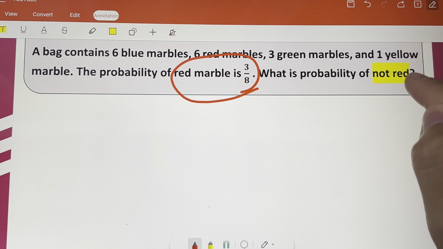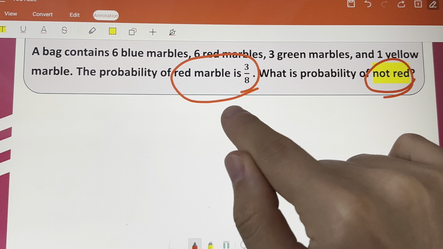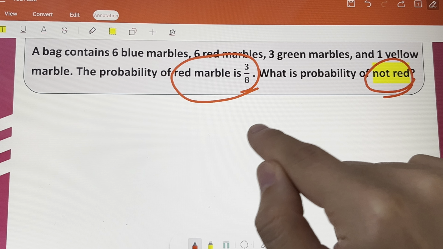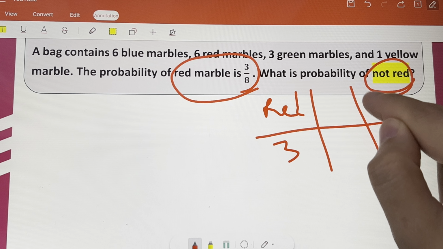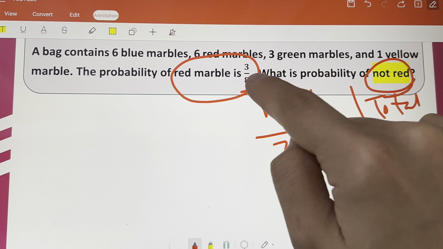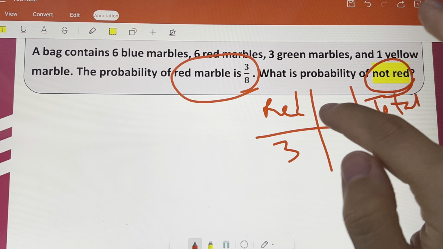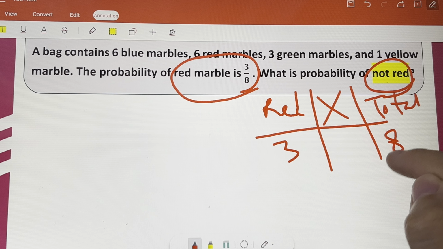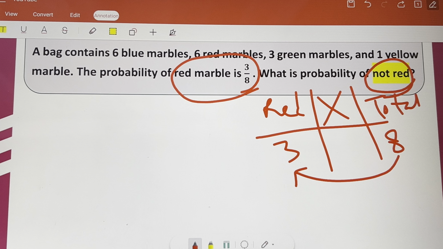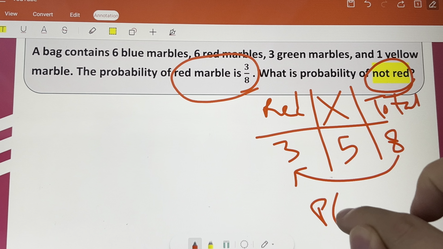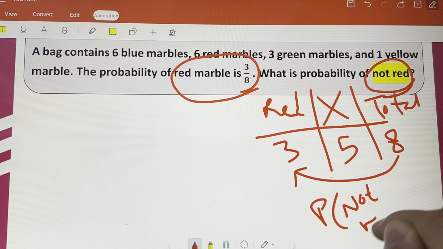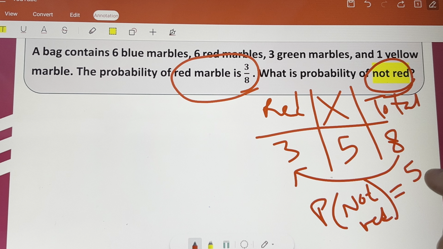What is the probability of not red? When they say not red, that means the opposite of it. So if red is 3, and my total, the denominator, is 8. So which one is not red? You say 8 minus 3. When you do the subtraction here, 8 minus 3, you're going to get 5. And because they want the probability of not red, you have to write it as a fraction. You have to write it 5 out of 8.